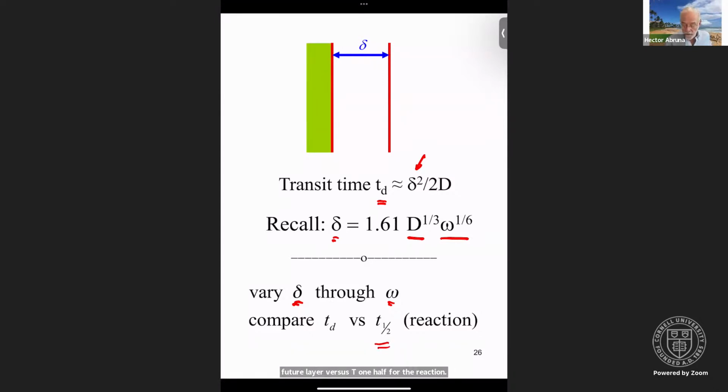Meaning, if the transit time is very short and the t1/2 is long, then we'll basically be insensitive to that reaction because it takes place on a time frame where it doesn't really affect the voltammetric profile. On the other hand, if TD is long and t1/2 is short, then we'll be extremely sensitive to that because the reaction takes place while the species are within the Nernst diffusion layer thickness.